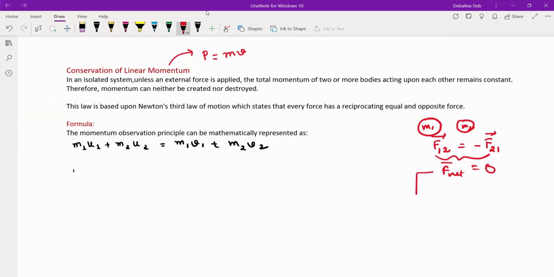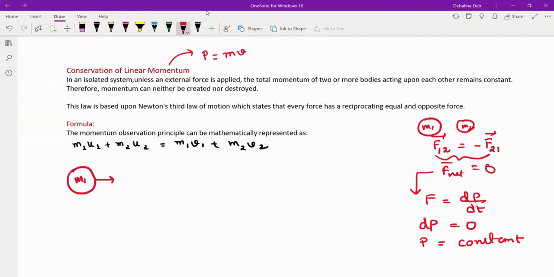And as Newton's second law tells us that F is nothing but dp by dt, we can say that my dp is equal to 0. That means that dp means change in momentum. So if change in momentum is equal to 0, so my momentum is equal to constant. तो यही है हमारी कंजर्वेशन ऑफ लिनियर मोमेंटम.